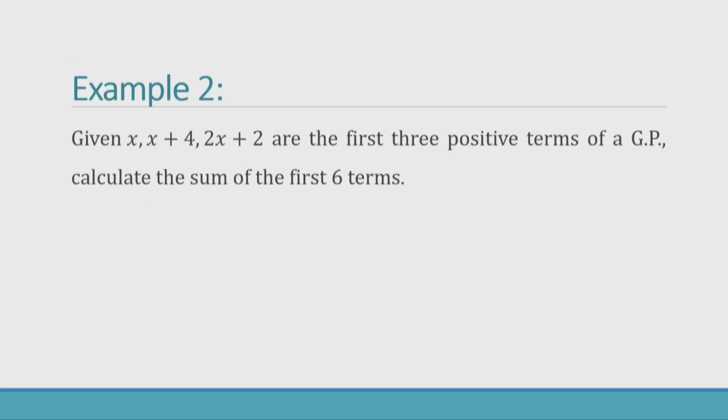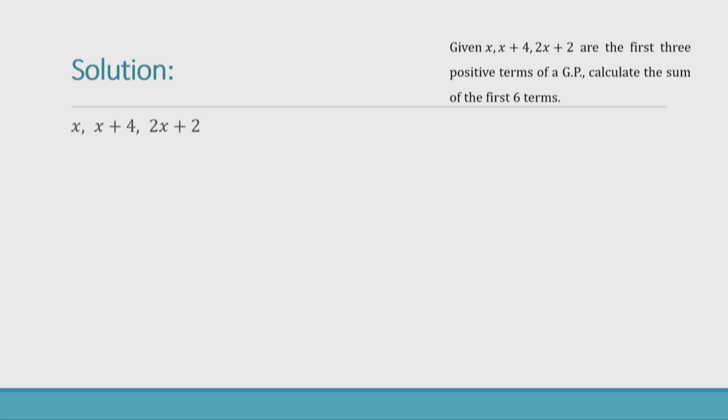Moving on to example 2. Given x, x plus 4, 2x plus 2 are the first three positive terms of a GP. Calculate the sum of the first 6 terms. Let us have a look at the solution. So x, x plus 4 and 2x plus 2 are the first three positive terms of a GP. So my first term here will be x. Now what about the common ratio?